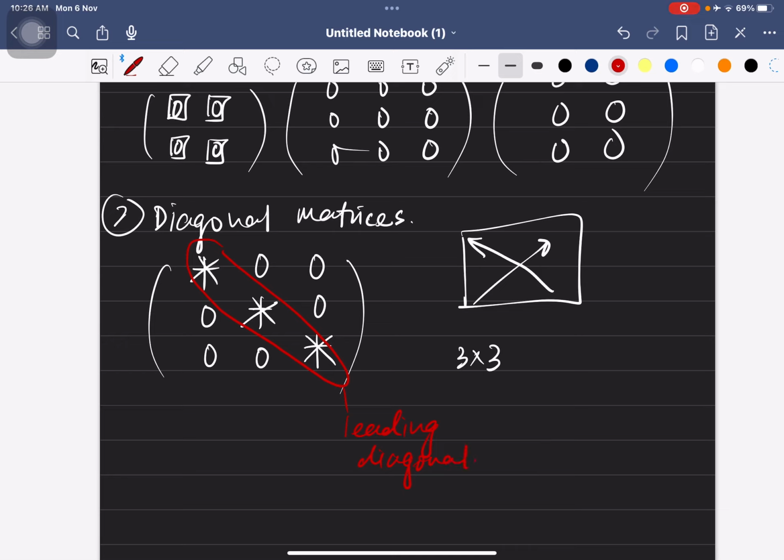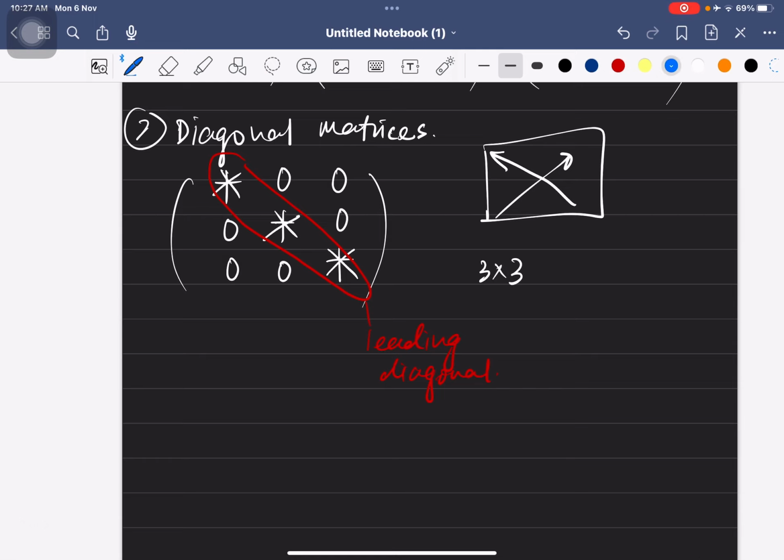Except for the numbers in the leading diagonal from the top left to the bottom right, all the numbers outside of this leading diagonal are all 0. This is what we call a diagonal matrix. So for example, 1, 10, -3, and the rest are all 0. As you can see here, the leading diagonal is filled up with numbers, and the rest, which are not in the leading diagonal, are all 0. So this is what we call diagonal matrices.